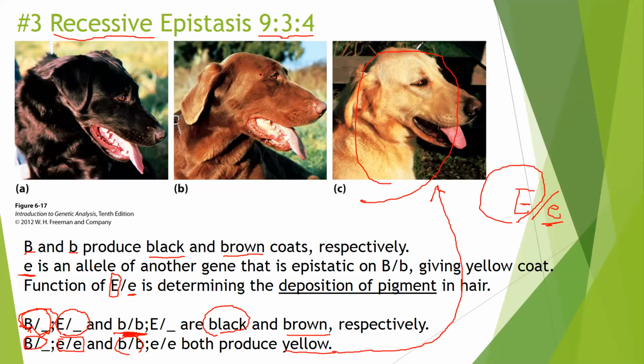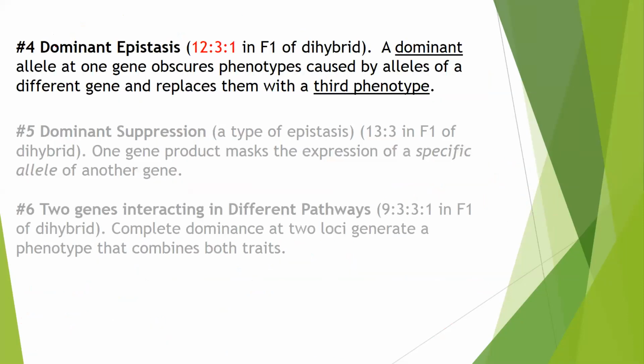All right, please remember this classic ratio here, 9:3:4. Now let's talk about the fourth type of the relationship between two genes. This type is called the dominant epistasis. The third one is the recessive epistasis. This one is dominant epistasis.